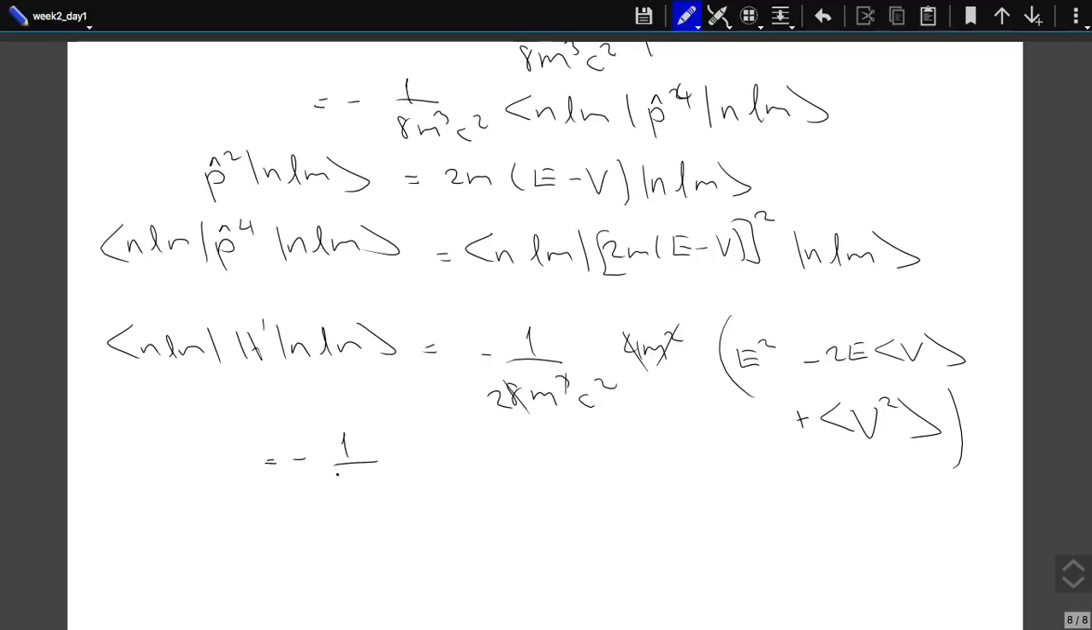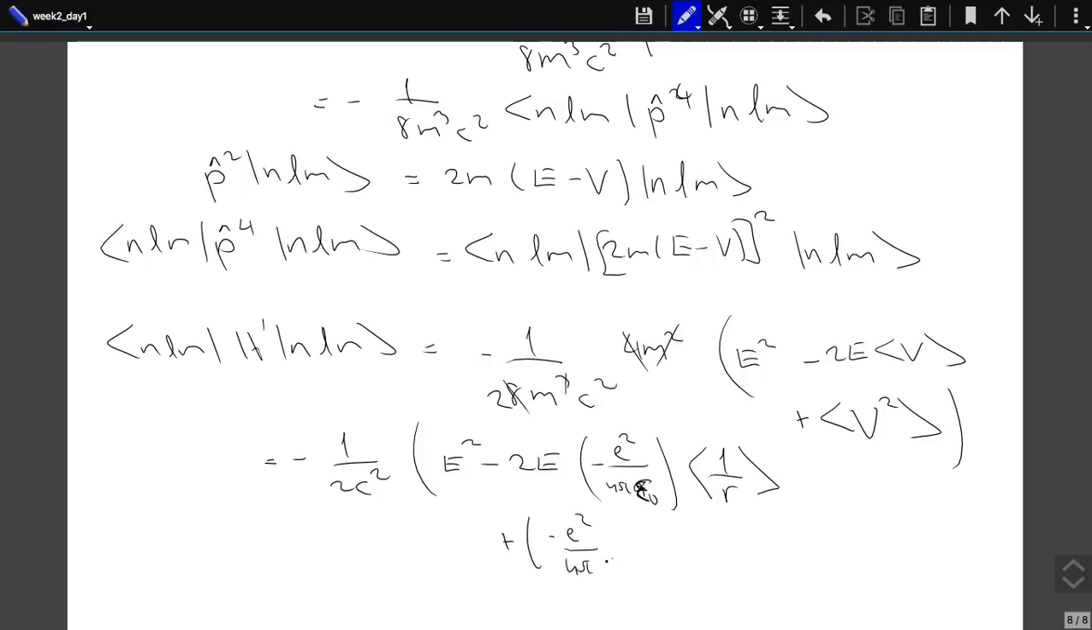This is equal to minus 1 over 2 c squared times E squared minus 2E times, well, V has a minus sign, minus e squared over 4 pi epsilon 0, the average of 1 over r, plus minus e squared over 4 pi epsilon 0 squared times the average of 1 over r squared.